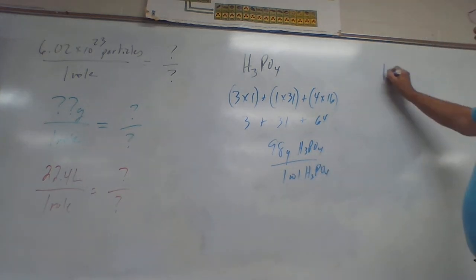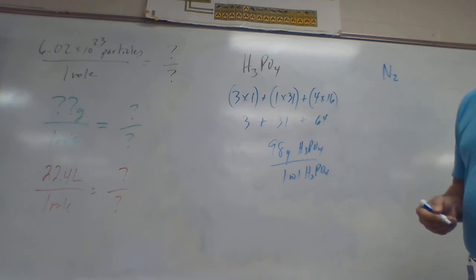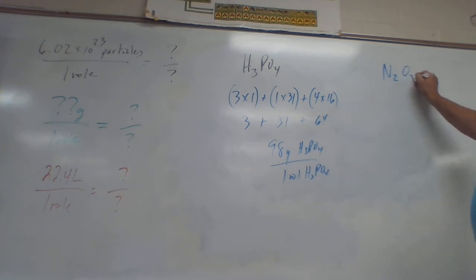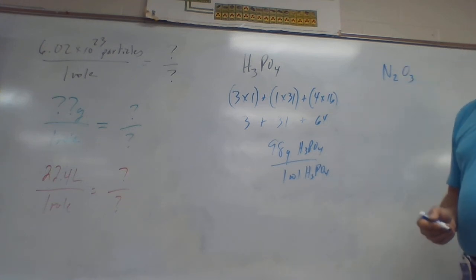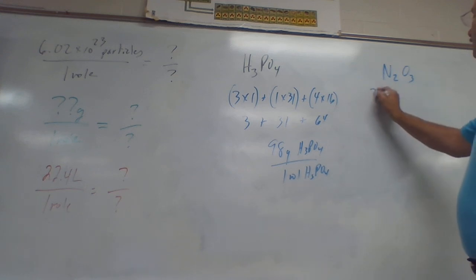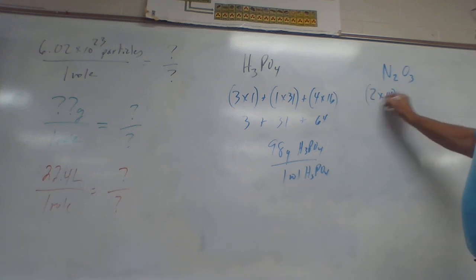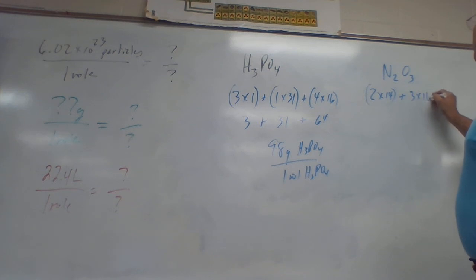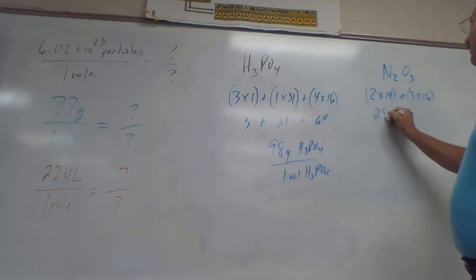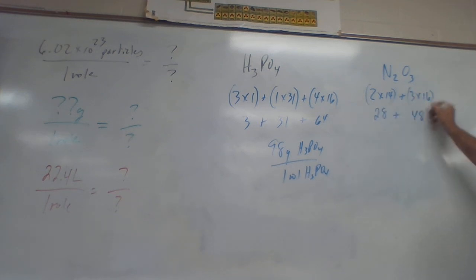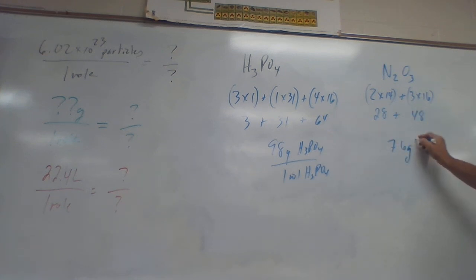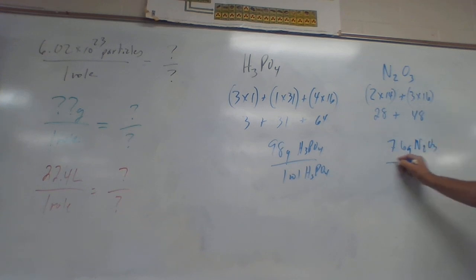All right, next one is N2O3. From this, there are 2 nitrogens times 14 plus 3 oxygens times 16. Multiply this out, that's 28 plus 48. So that would be 76, right? Yep. 76 grams of N2O3 per 1 mole of N2O3.